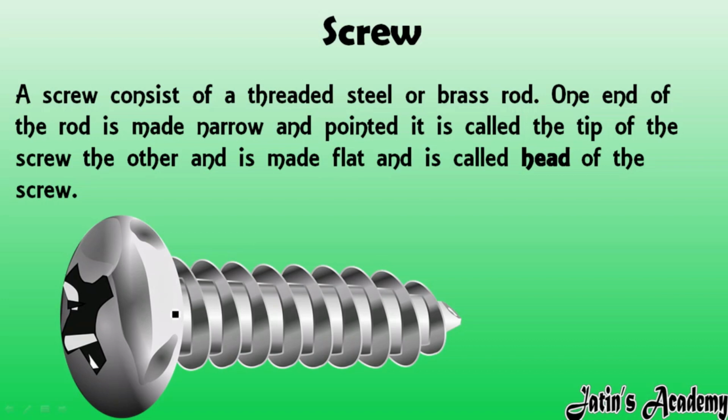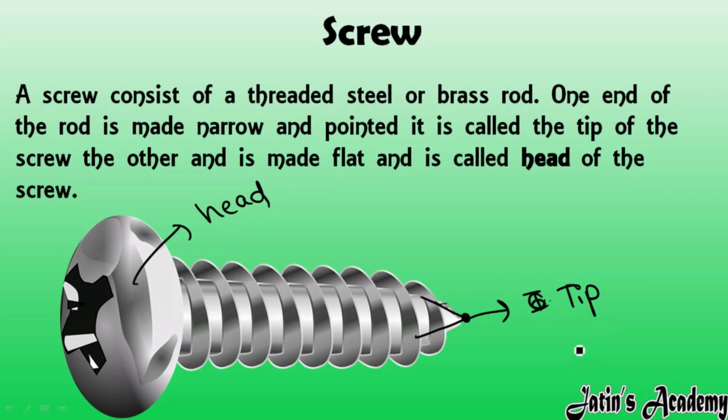A screw consists of threaded steel. One end of the rod of this screw is made narrow and pointed, and this end is called the tip of the screw. The other end, which is made flat, is known as the head of the screw. Head and tip are clear to you. The broad area of the screw is known as the head and the narrow and pointed area is known as the tip.